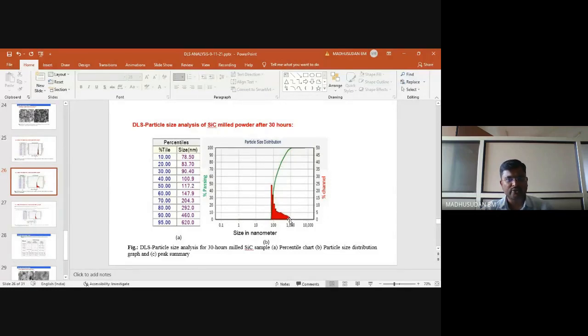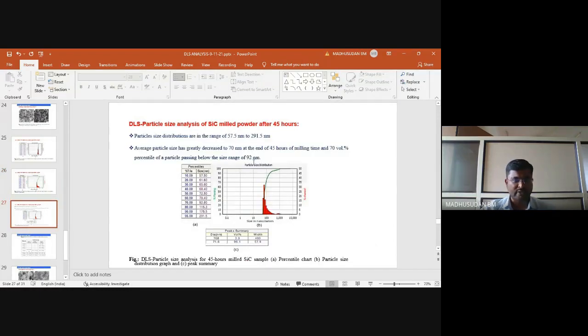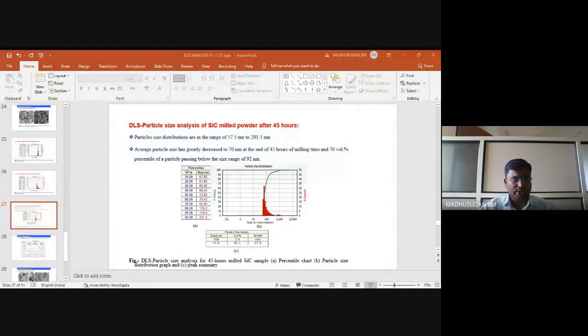So the test has been extended. I mean, the ball milling operation has been extended for another 10 to 15 hours, and we conducted up to 45 hours, and the sample has been taken out. So after the 45-hour test, the sample has been tested under this DLS particle size analyzer, and the test result shows that the minimum size of a particle obtained is 57.50 nanometer, and the highest particle size we obtained here is 291.5 nanometer.